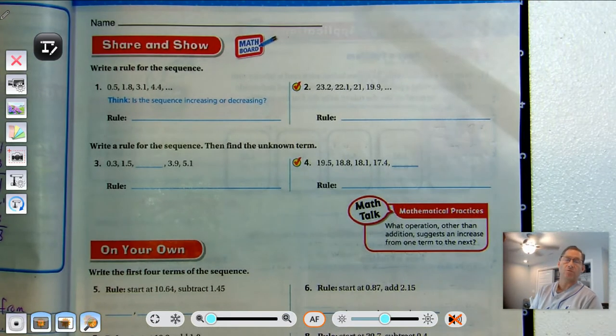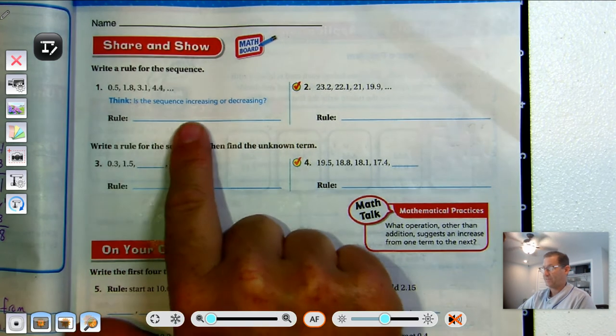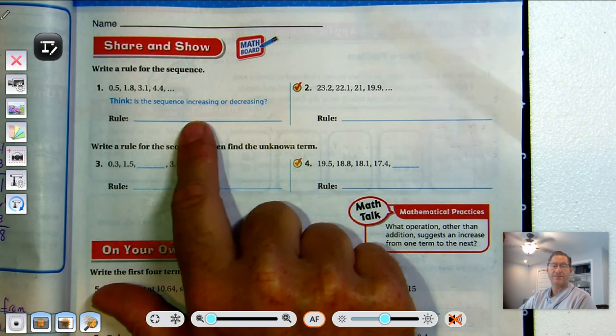All right, write a rule for the sequence. Think, is the sequence increasing or decreasing?